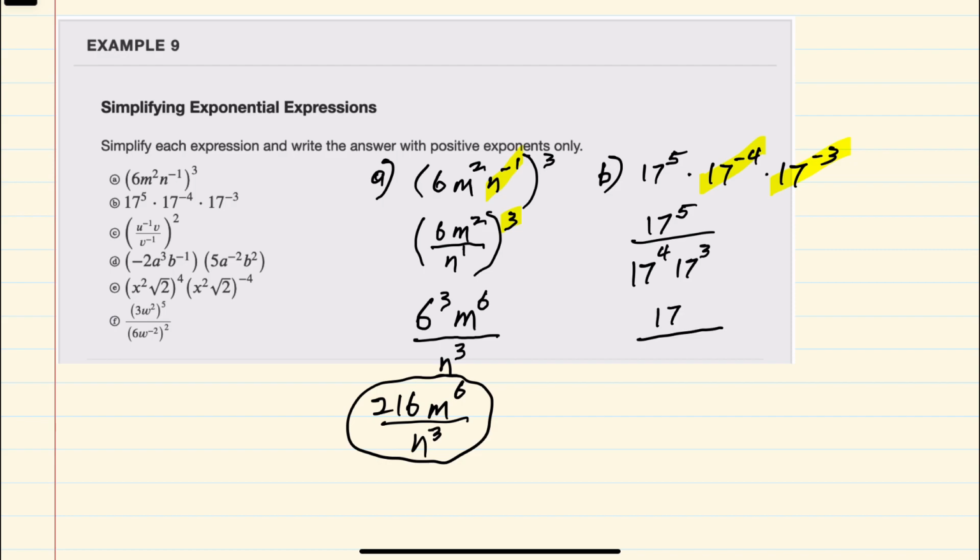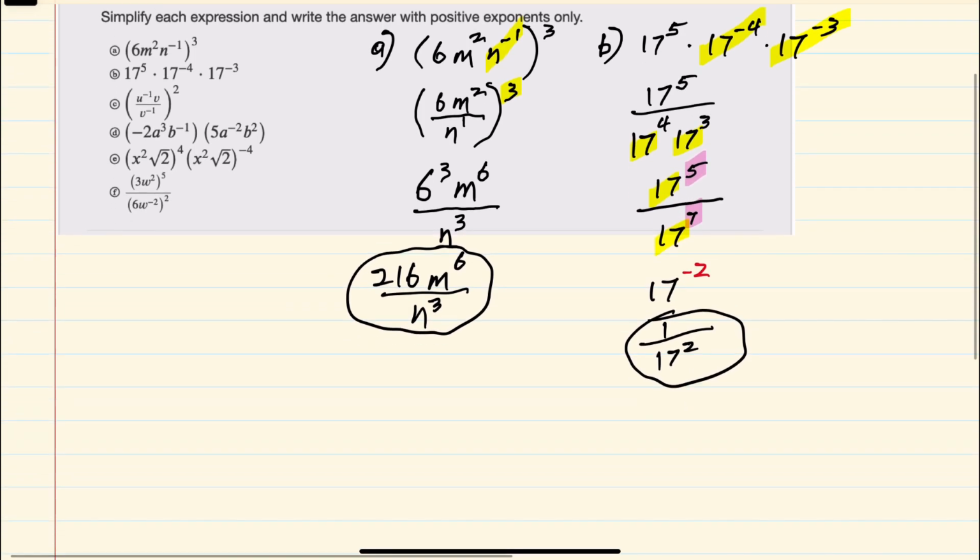From here, I'll leave the numerator, and in the denominator, since I'm multiplying with the same base, I can keep that base and add the exponents, 4 plus 3 being 7. And now my expression has the same base in the numerator and the denominator. So when I divide, I can keep that base and have the power of the top minus the power of the bottom. So 5 minus 7 is a negative 2. Writing this with positive exponents, this would be 1 over 17 squared.